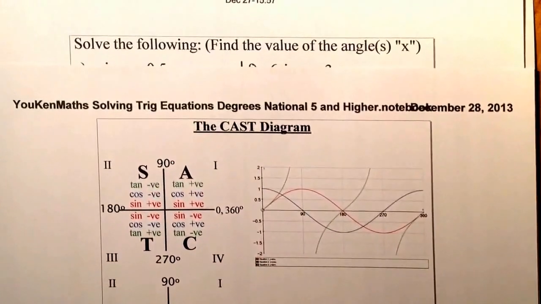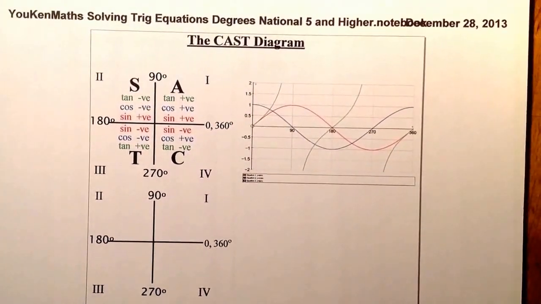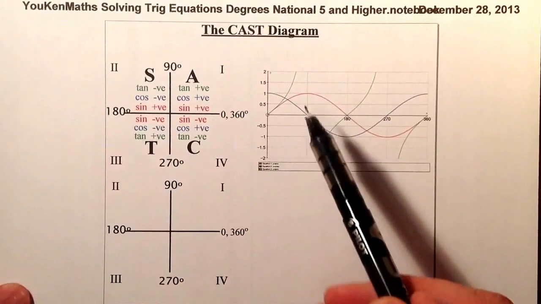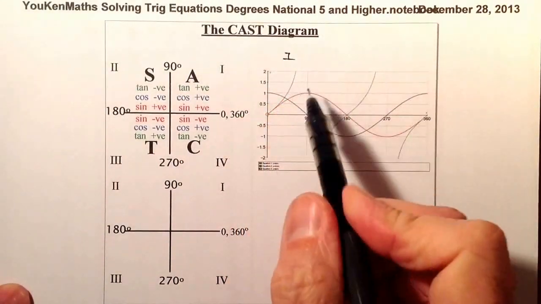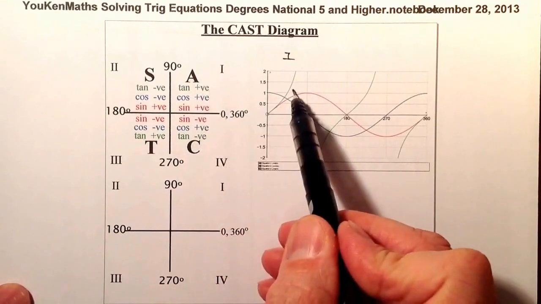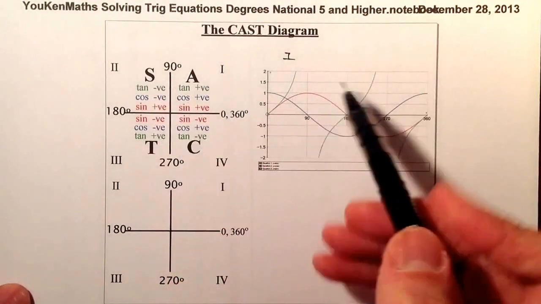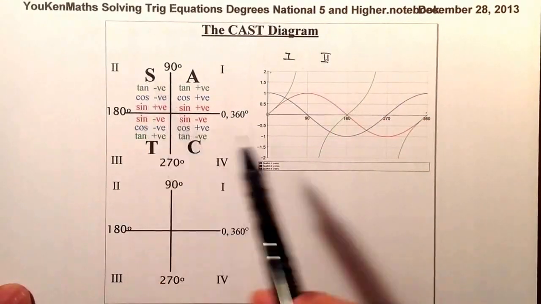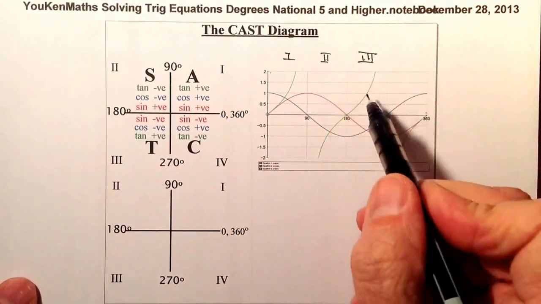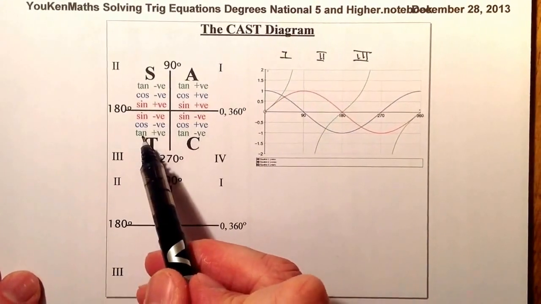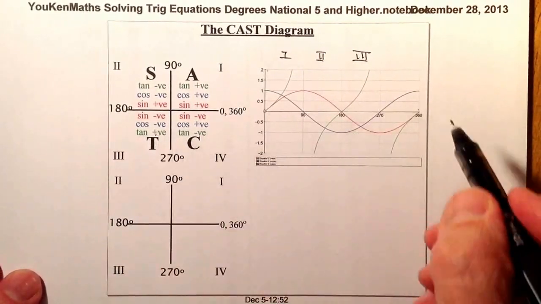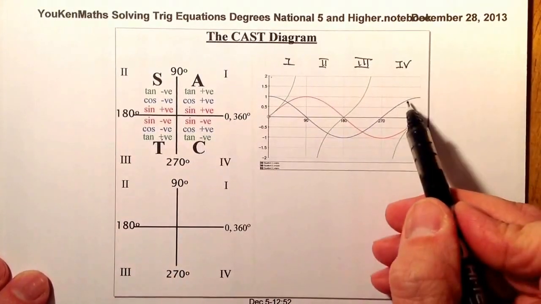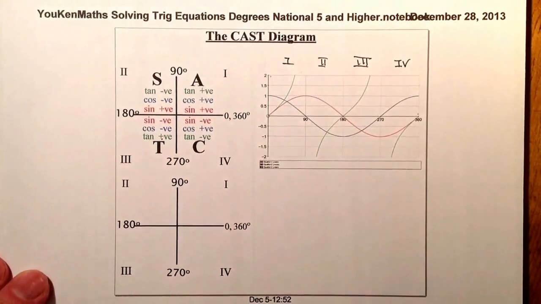So what I would then do is think about looking at the CAST diagram again. If I think of the CAST diagram and the way that it's made up, remember that in this quadrant here, quadrant 1, all the angles are positive. If I look at the second quadrant, which will be this part here, only sine is positive, and that's where we get the S from. In the third quadrant, tan is the only one that's positive. And in the final quadrant, the fourth, the only one that's positive is cosine, and I can see it from my CAST table there.